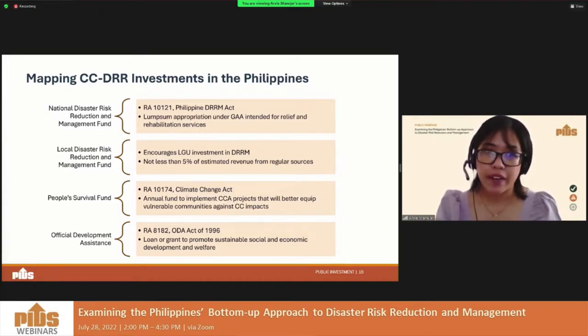So in the national level, we have the National DRRM Fund, which is a lump sum appropriation under GAA intended for relief and rehabilitation. And then we have the local DRR, LDRRM-F, which should not be less than 5% of estimated revenue from regular sources. And then People's Survival Fund, which is mandated by the Climate Change Act. So it's an annual fund that can be applied for by LGUs and CSOs and people's organizations. And then we have the Official Development Assistance, which are loans or grants that promote sustainable development and socioeconomic welfare.